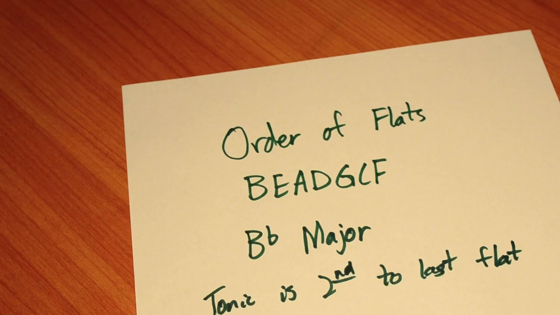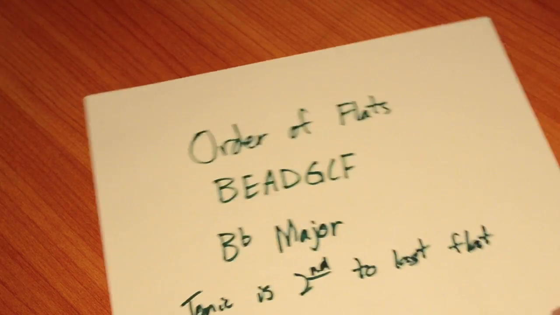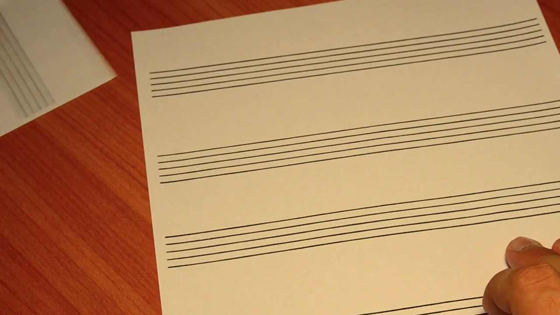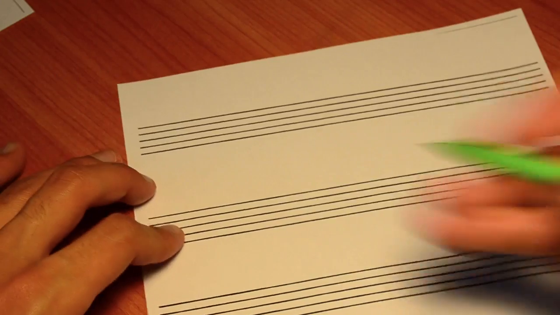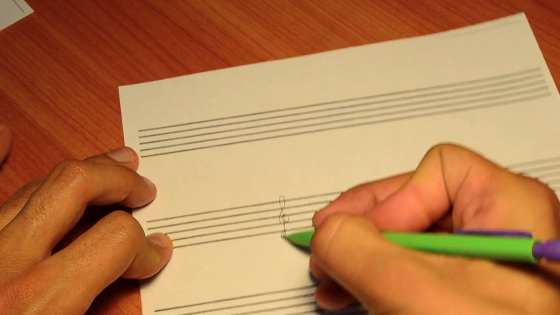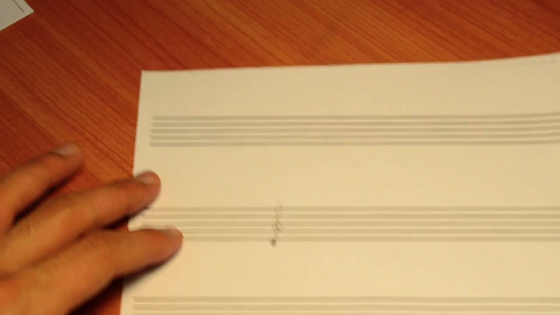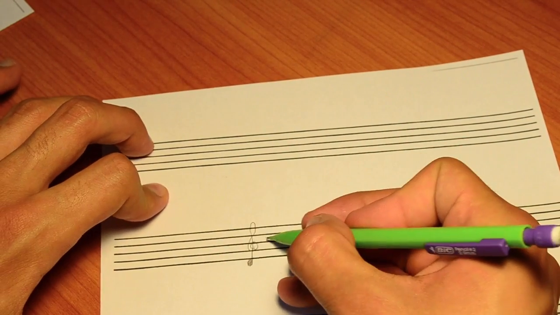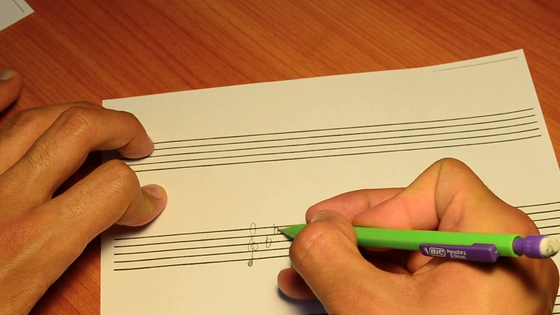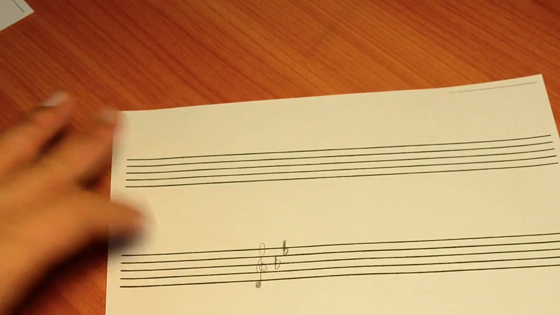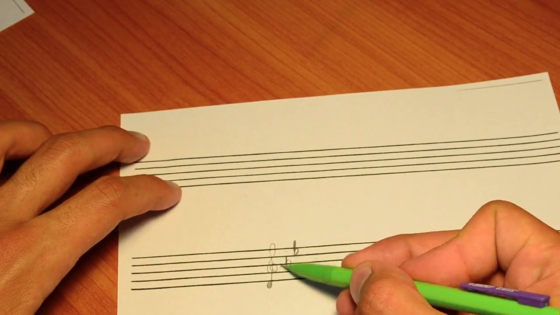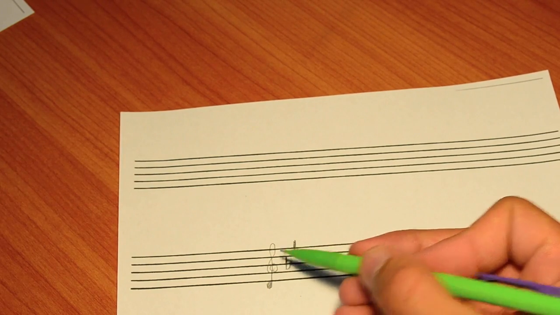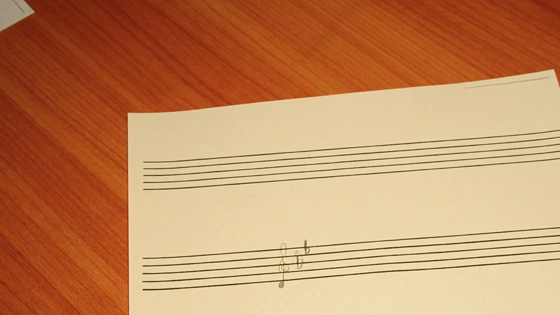So let me show you what I mean in an example on the staff. So since we have B flat and E flat in B flat major, let's draw our treble clef again. Hope I'm not offending any violists or cellists that have to use bass or alto clef. But so B flat major has B flat and E flat. And then looking back, we can see that B flat, which is the tonic, is also the second to last flat. So that's how we find the key signature from the name of the key.